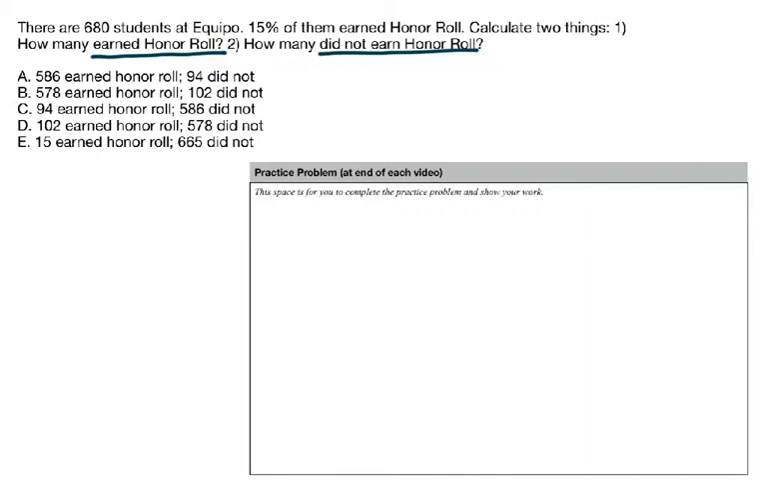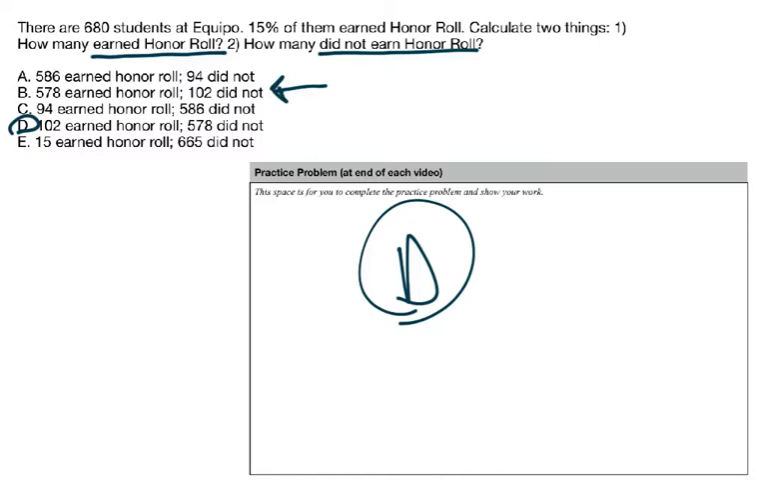The correct answer for this question is D. So if you got anything else, particularly if you accidentally got B, I want you to try to figure out why you got B. What did you do wrong? And how are you going to make sure you don't make that mistake again?